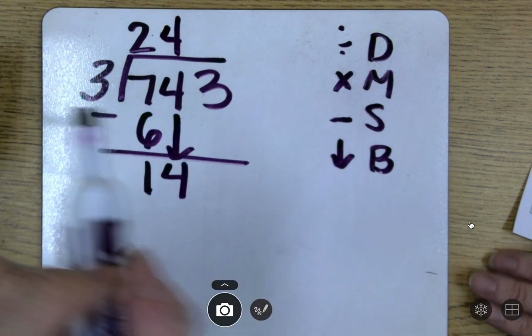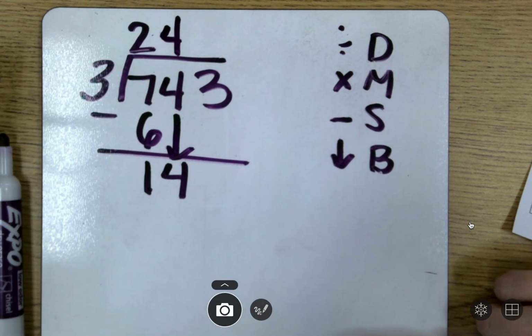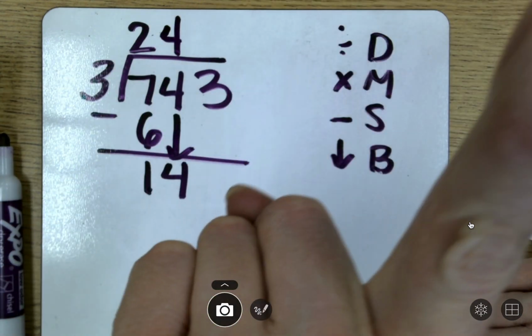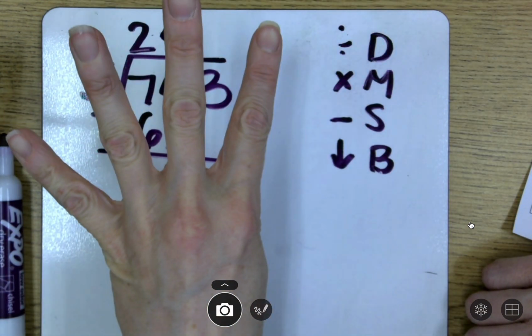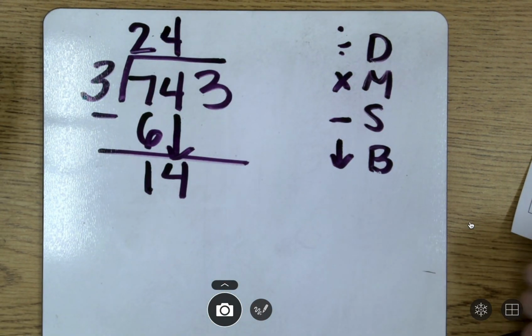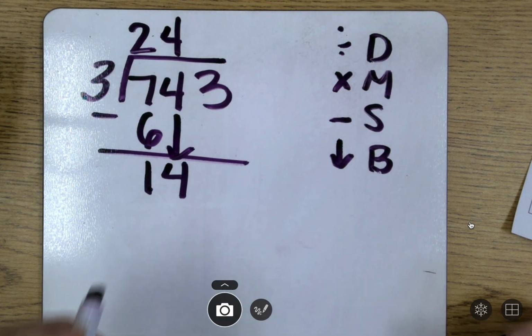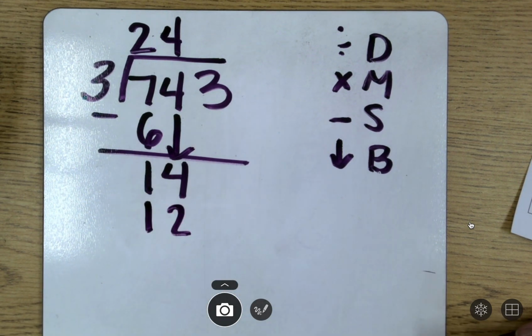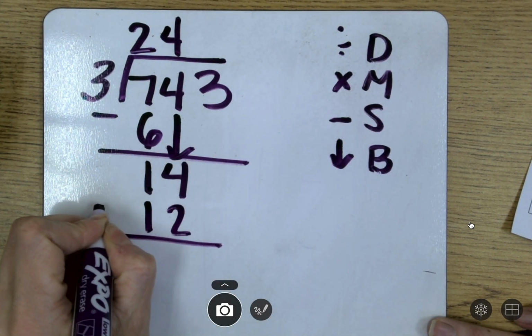And then I'm going to multiply. 3 times 4. Here we go. 3, 6, 9, 12. 12. Where does the 12 go? You write it down. Where does the 12 go? Right here. Did you put it there? Did you? All right, and then we subtract.